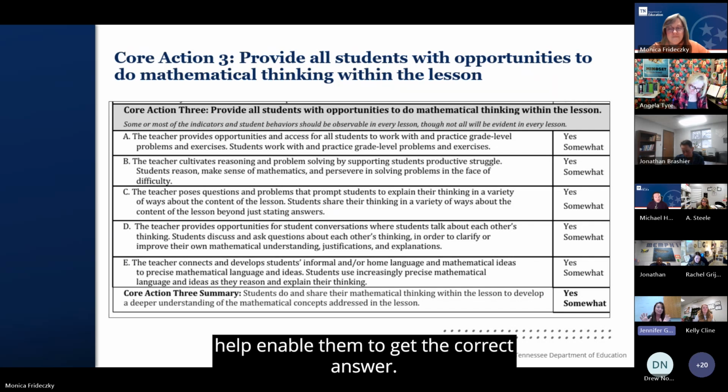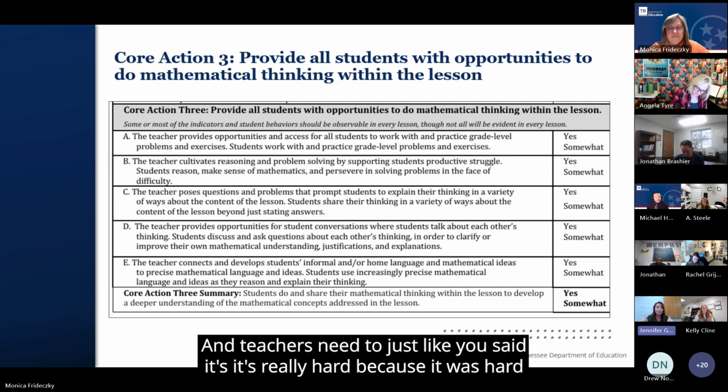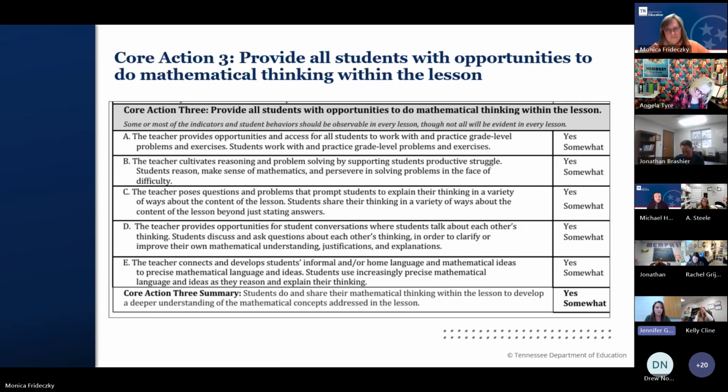And teachers need to, just like you said, it's really hard, because it was hard for me as a math teacher. I was like, just give it to me, let me show you. And you can't. You have to have that productive struggle, so if they get to the answer, they're going to be able to do it again. If you tell them the answer, they're probably not going to get it. Right. So that was my point.